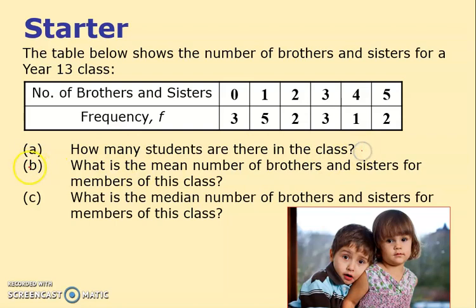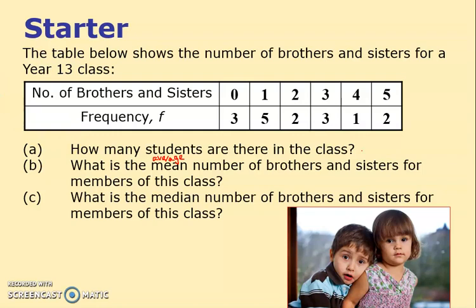Number 1, or B. Now, what is the mean number of brothers and sisters? The mean, of course, is another word for the average. You should know how to find the mean. So what's the mean number of brothers and sisters for members of this class? And what's the median number? This is a different average. Median is usually the middle number once you put them in order. So see if you can do that. Pause the video and I'll restart it once you've done it.